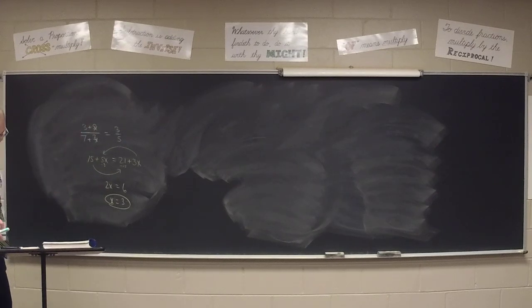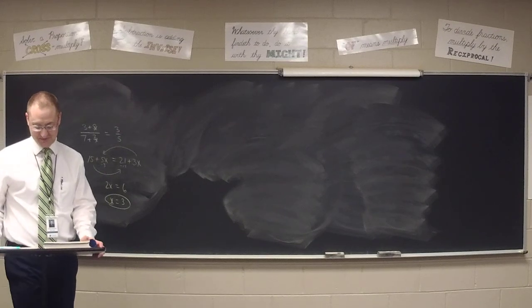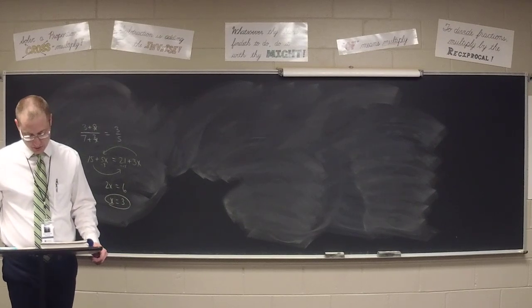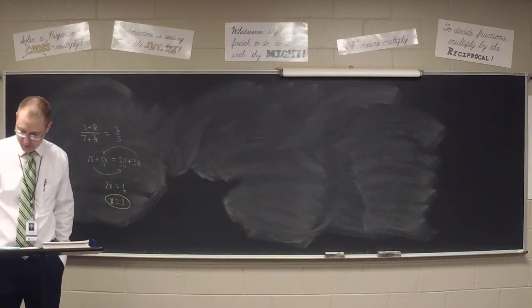All right, let's take a look at number 34. Noah, for some redemption. You should read this for us. The denominator of a fraction is 3 more than the numerator. If the numerator is multiplied by 5 and the denominator is multiplied by 4, the result is equal to 7 over 8. What is the fraction?